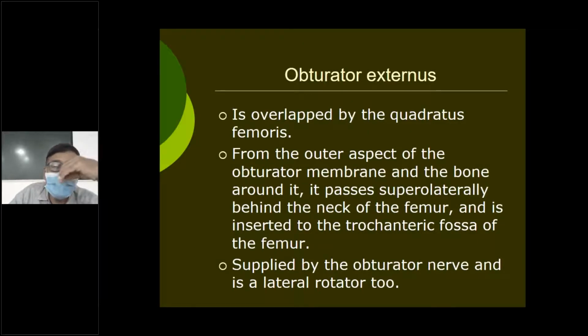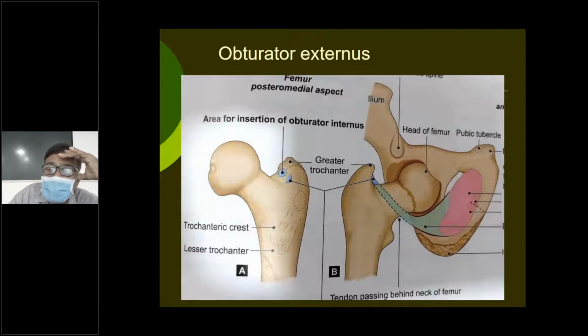Obturator externus arises from the outer aspect, as the name implies. Internus arises from the inner aspect of the pelvis. This is from the outer aspect of the pelvis. Both muscles arise from the obturator membrane, and the membrane is the sandwich between obturator internus and externus. So here, this is the outer aspect of the obturator foramen. Look at the pink color. Take it as obturator membrane. From the inner aspect of the membrane, obturator internus. Now this is the outer aspect.